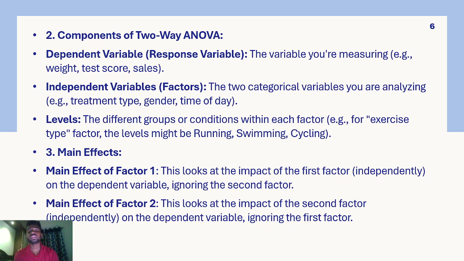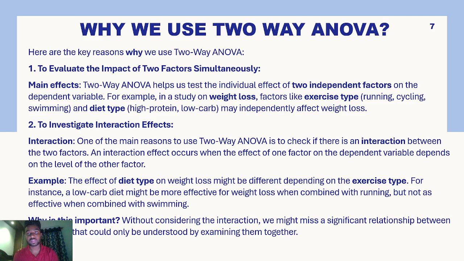Main effects. Main effect of factor 1: this looks at the impact of the first factor independently on the dependent variable, ignoring the second factor. Main effect of factor 2: this looks at the impact of the second factor independently on the dependent variable, ignoring the first factor.